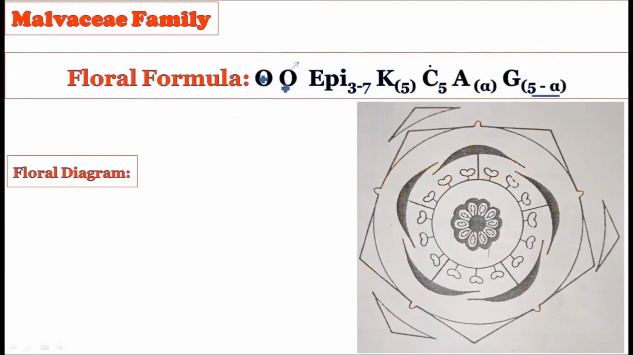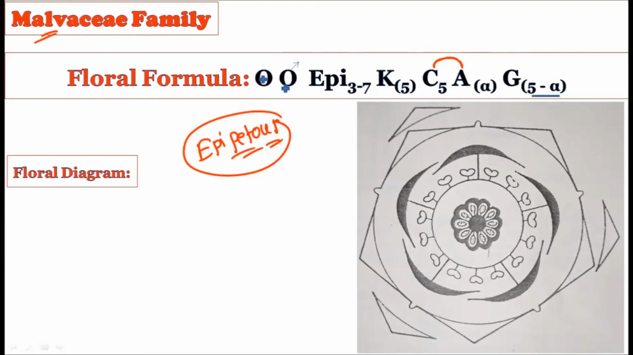So this is the floral formula, and we have to put the sign for the epipetalous condition, right? Epipetalous condition is that condition in which the petals and the androecium have fusion with one another. So it is shown by this symbol. You have to put this compulsorily in the floral formula of the Malvaceae, because there is a fusion of the corolla and the androecium. The staminal tube is fused with the corolla. So this sign is very, very important from the floral formula point of view when you draw the floral formula for the Malvaceae family.